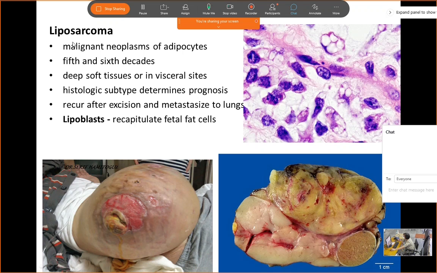And usually liposarcomas, if they are de novo, that means they are starting as a malignant lesion, they usually occur in the deep soft tissues, okay, or within the retroperitoneum. That is very, very common. Or within the fat of the thigh, but deeper. Okay, so deep soft tissues or in visceral sites.